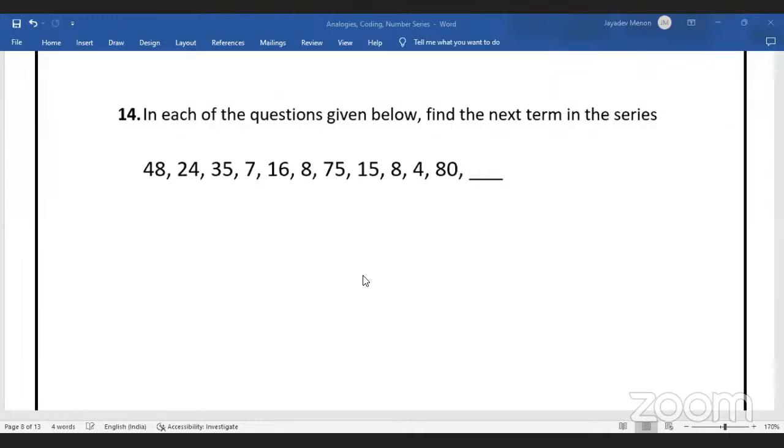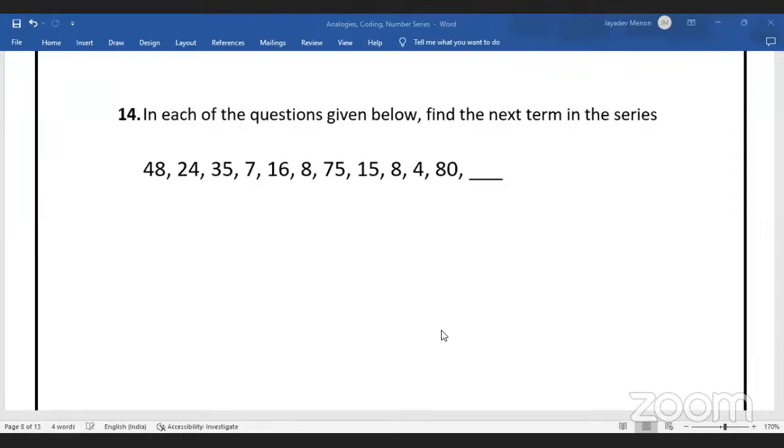Very good, Kavya, Abhirami, Grishma, Harishankar. 16 is correct. Answer is 16. Here the terms are 48, 24, 35, 7, 16, 8, 75, 15, 8, 4, 80.